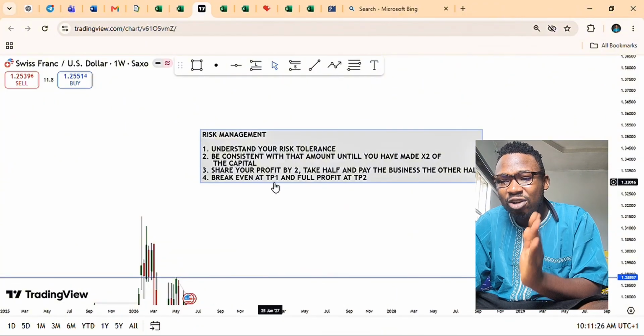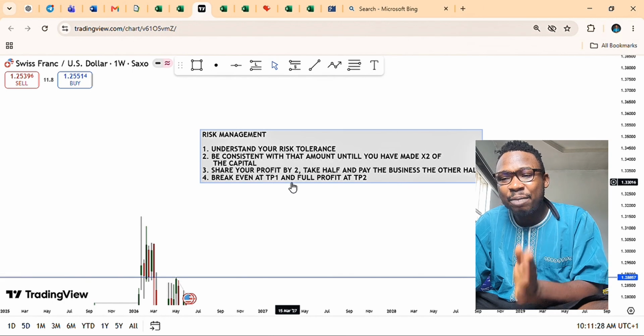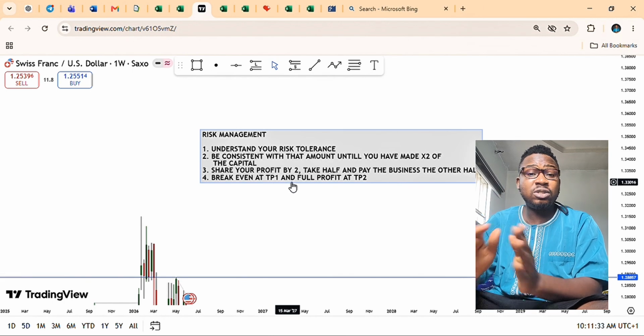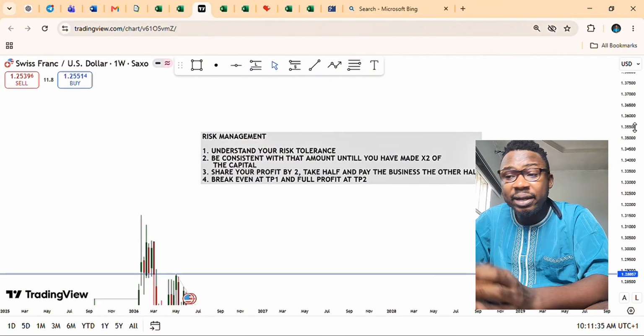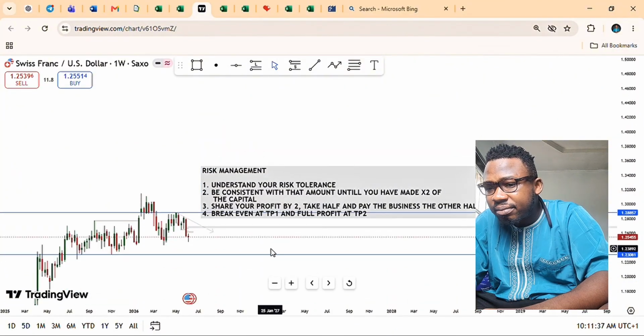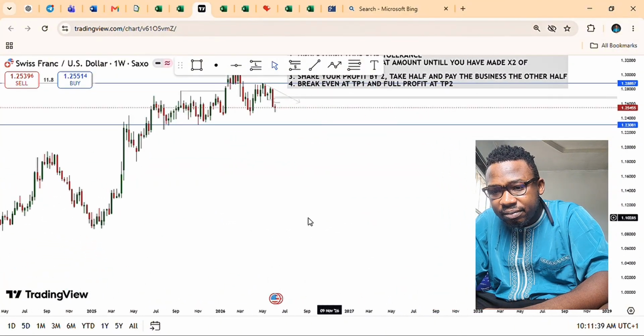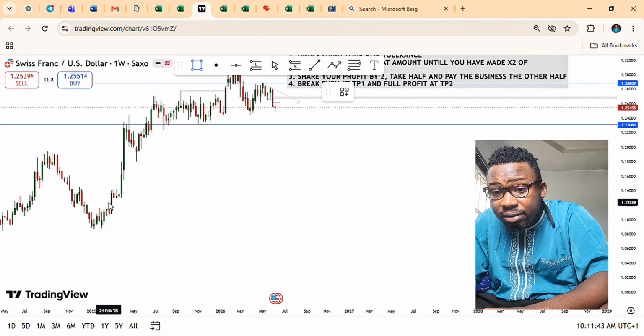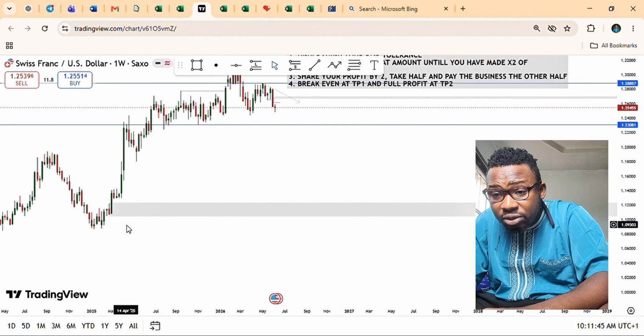Then lastly, here on my list, break even at take profit level 1 and take full profit at take profit level 2. Some persons don't understand what it simply means to break even. Now let me show you guys what it means to break even. For example, this is a clear order block which I just put on the weekly time frame.